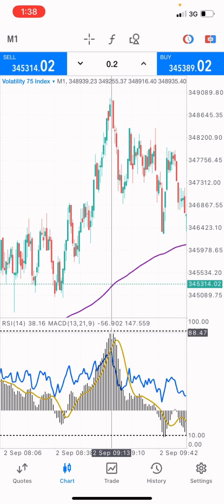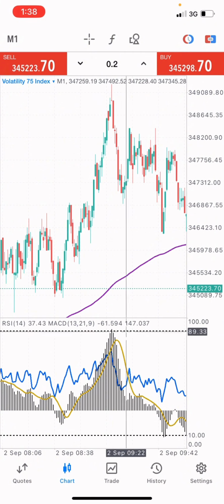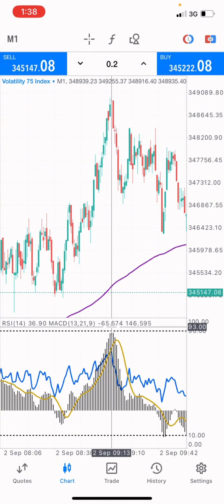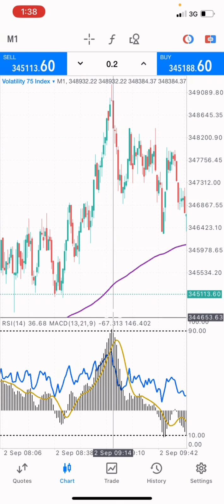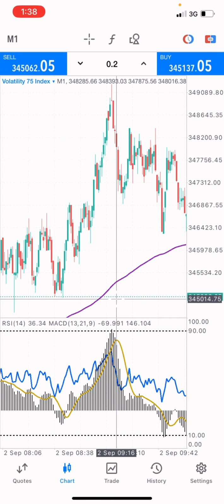When it's at an uptrend on the MACD and it touches this level 90, you take a sell. You count the candles each. You take into the candle each. After each candle, you close the market until another candle starts creating. All right, so that is how to trade this market using this strategy that I'm showing you guys right now.